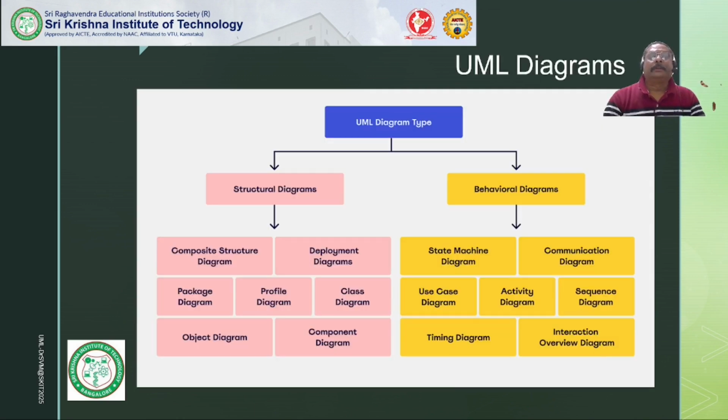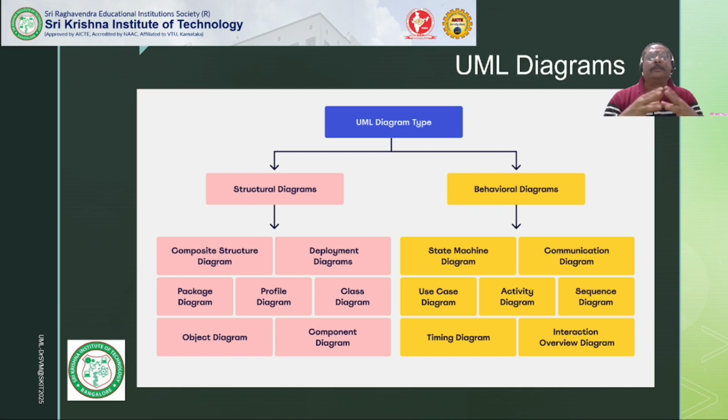So mainly, we can say that there are two groups of UML diagrams. One is the structural diagram, that talks about what all components it has, like the class diagram, component diagram, deployment diagram, and so on. On the other side, there are diagrams that talk about the behavior of the system, like the use case diagram, the sequence diagram, activity diagram, state machine diagram, and so on. So there are totally 14 diagrams: 7 structural diagrams and 7 behavioral diagrams.